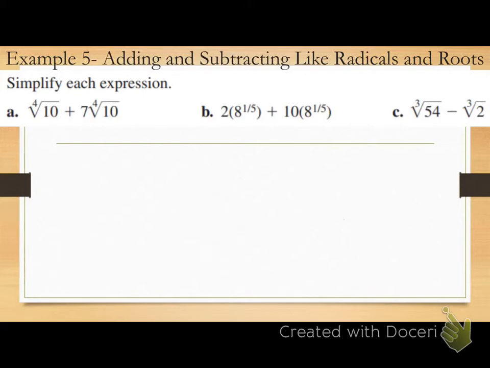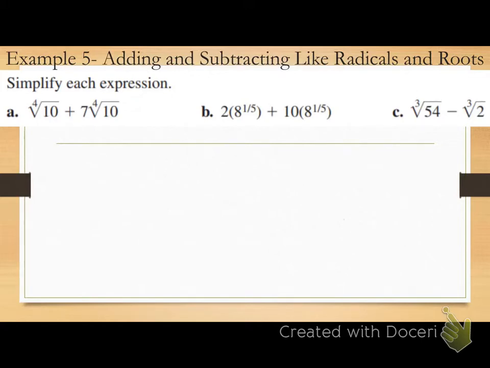Let's jump to the next example. Adding and subtracting like radicals and roots. Our directions are telling us to simplify each expression. For letter A, I've got the 4th root of 10 plus 7 times the 4th root of 10. These are called like radicals. For them to be like radicals, they have to have the same index and the same radicand.